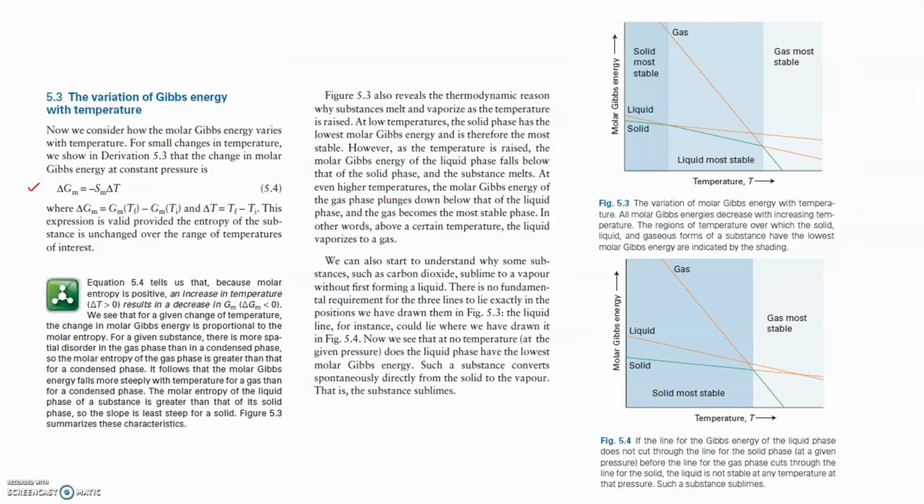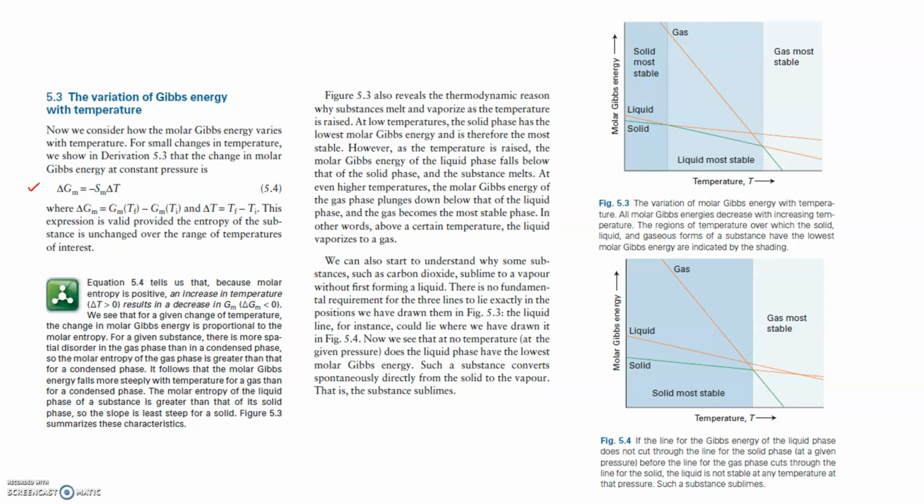Now, let's take a look at how Gibbs energy varies with temperature. Now we consider how molar Gibbs energy varies with temperature. For small changes in temperature, we show in derivation 5.3 that the change in molar Gibbs energy at constant pressure is the following: delta Gm, the change in molar Gibbs energy, equals negative molar entropy times the change in temperature. This expression is valid provided the entropy of the substance is unchanged over the range of temperatures of interest, or changes trivially over that range.